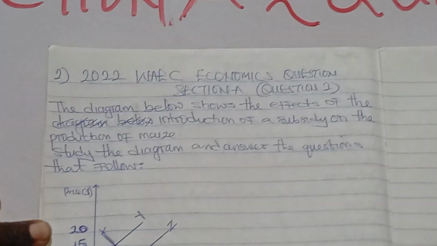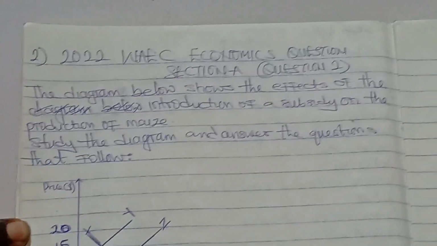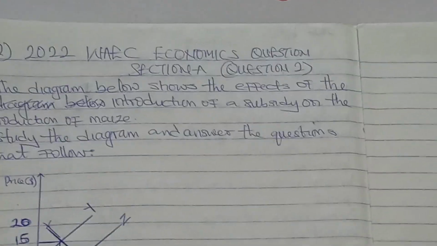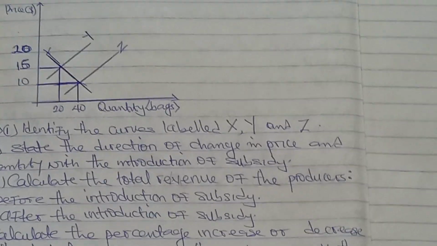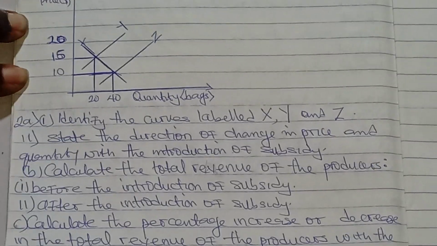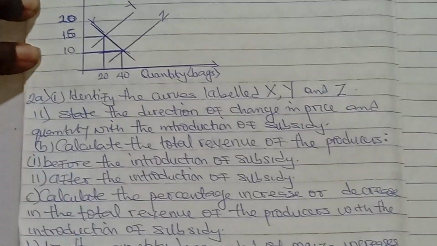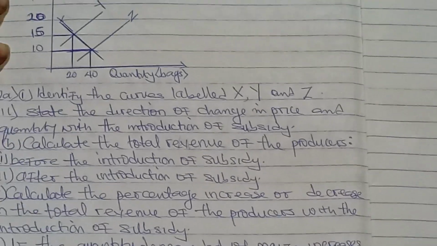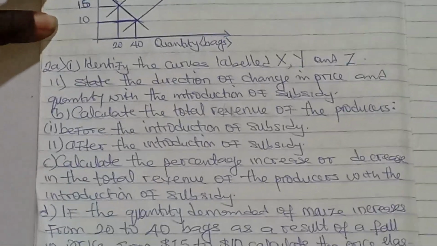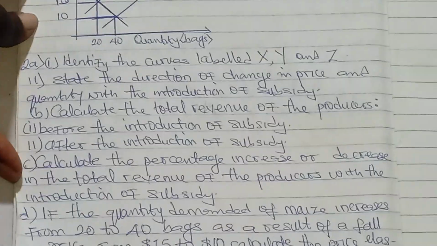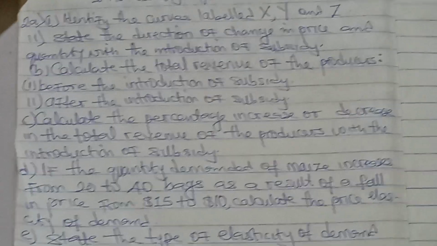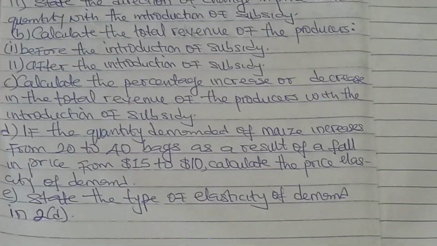The diagram below shows the effect of the introduction of a subsidy on the production of maize. Study the diagram and answer the questions that follow. So you can see the diagram. Then 2A, Roman figure 1 says identify the curves labeled X, Y, and Z. Roman figure 2: state the direction of change in price and quantity with the introduction of subsidy. Look at the question thoroughly. Because of our time, I will not read everything, but look at it. As we continue, we will also read out the other questions.